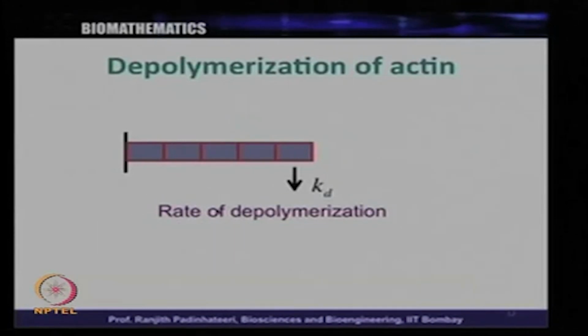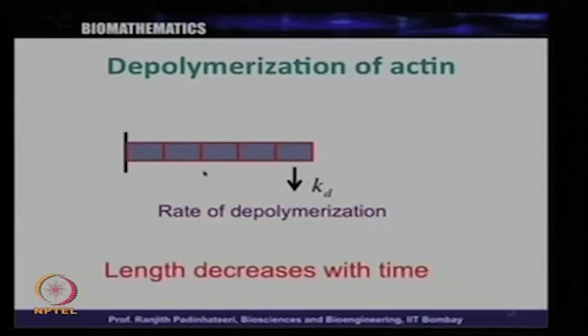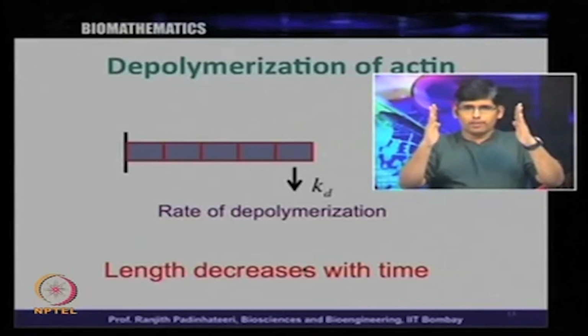When the depolymerization is at rate Kd, the length of the polymer decreases. This is something which we all know: when it is depolymerizing, the length decreases with time. So, this is what happens if you have a polymer just depolymerizing. The length decreases one by one. It just shortens, the polymer shortens.